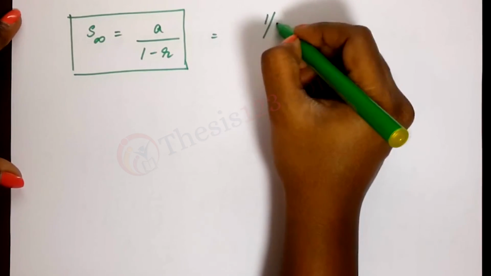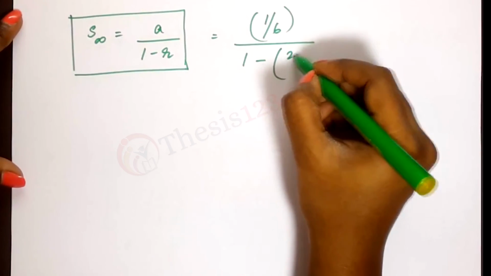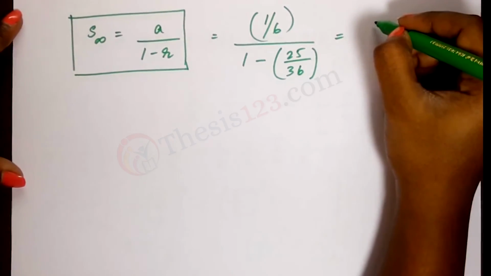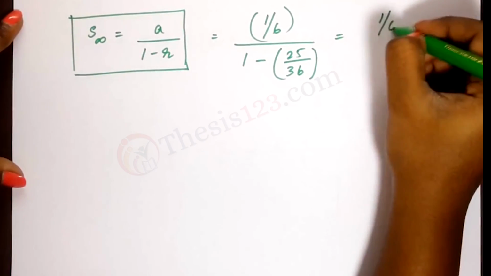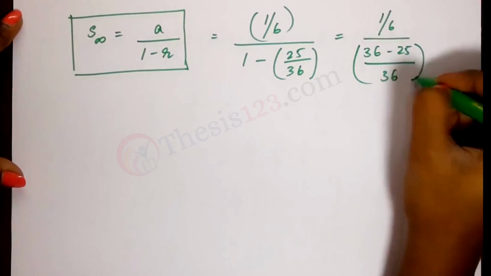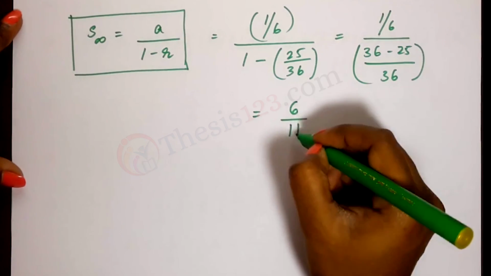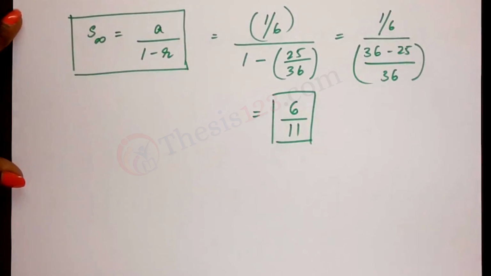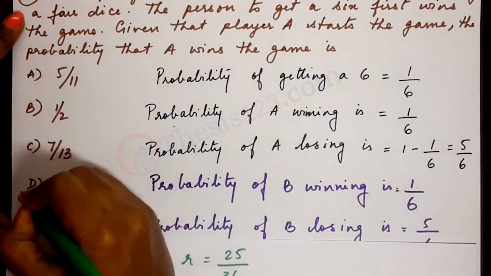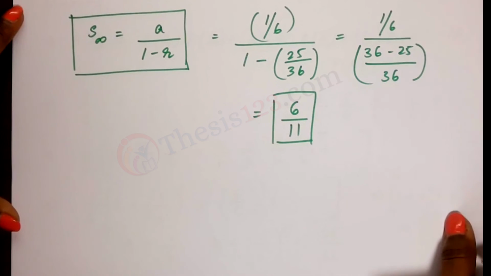Substituting, we get 1 by 6 divided by 1 minus 25 by 36. Resolving this, that's 1 by 6 divided by 36 minus 25 divided by 36. Solving further, we obtain 6 divided by 11. So our final answer is 6 divided by 11, and this matches option D. Well, this is the entire solution and I hope it has helped.